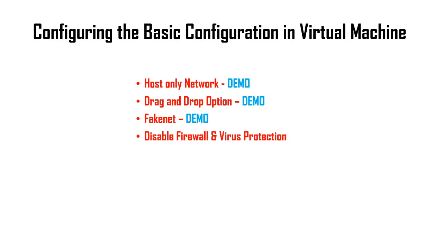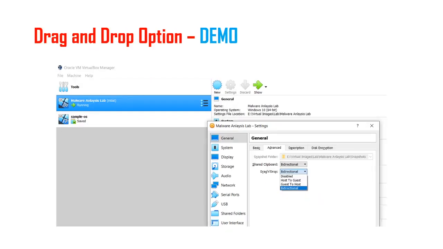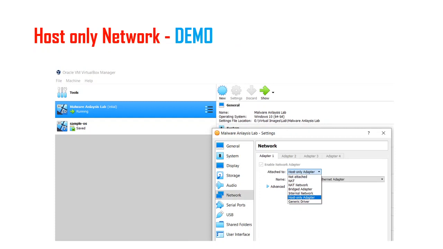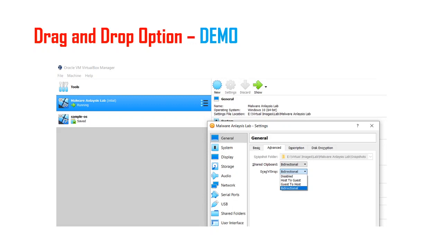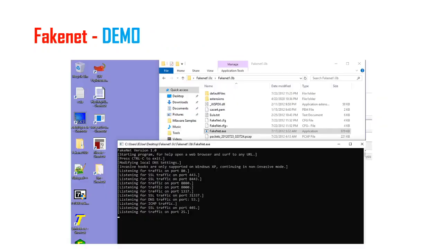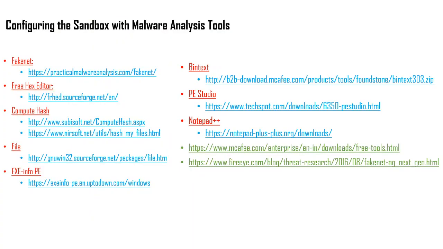So we have seen the basic configurations, what we have to do in a virtual machine: host only network, drag and drop option, FakeNet installation, disabling the firewall and virus protection. So this is how we have to do a host only network. We have seen a demo. For the drag and drop option, we have seen a demo. For FakeNet simulator installation, we have seen a demo. And I have given the links, URLs, where you can download all the tools.